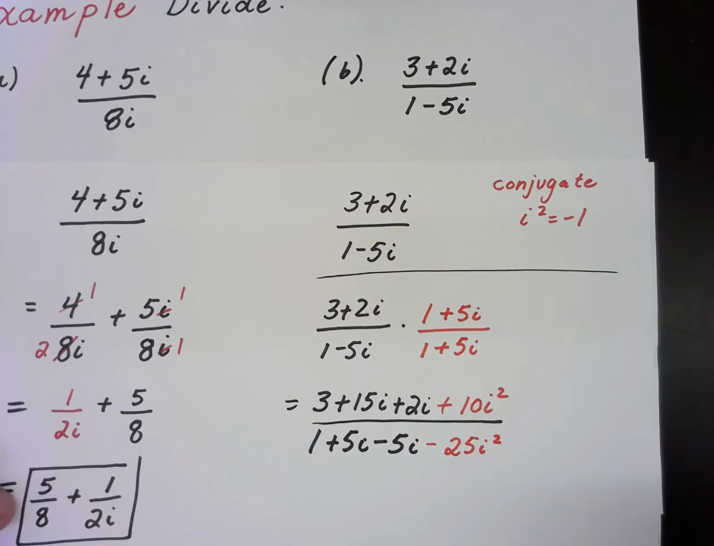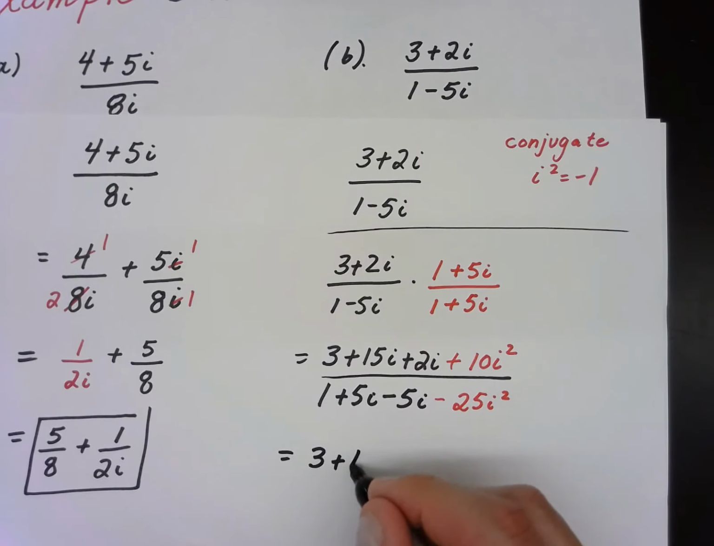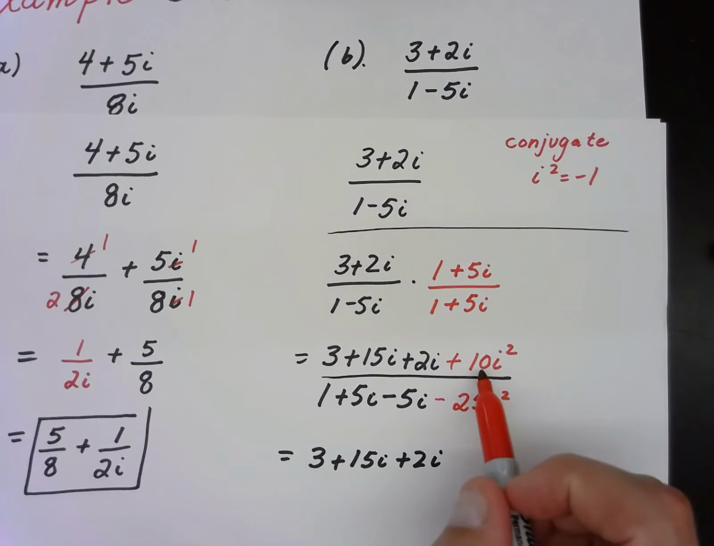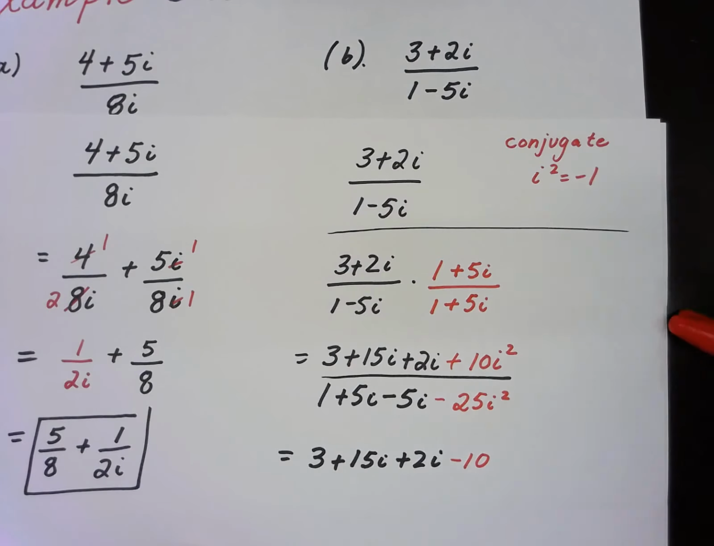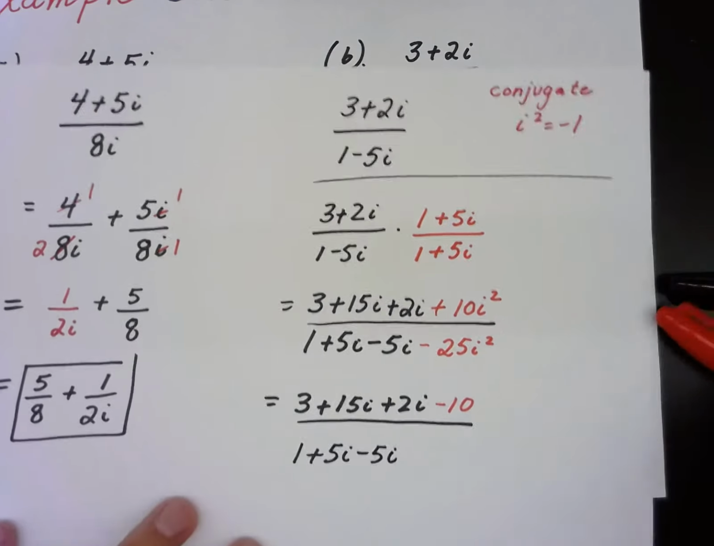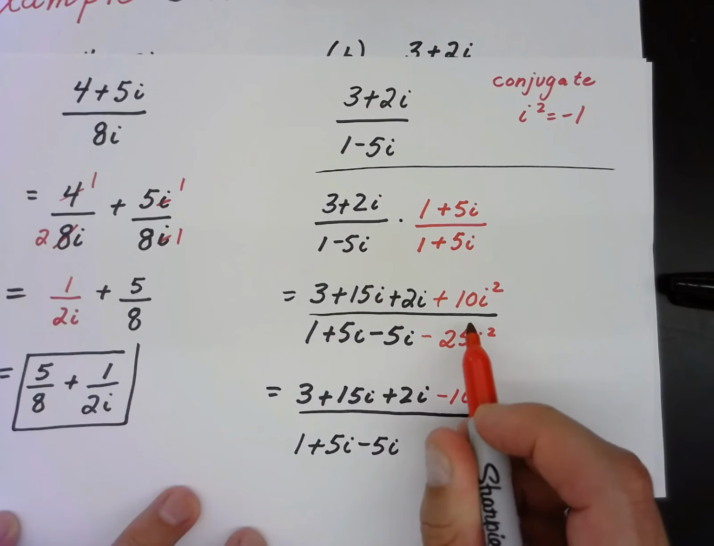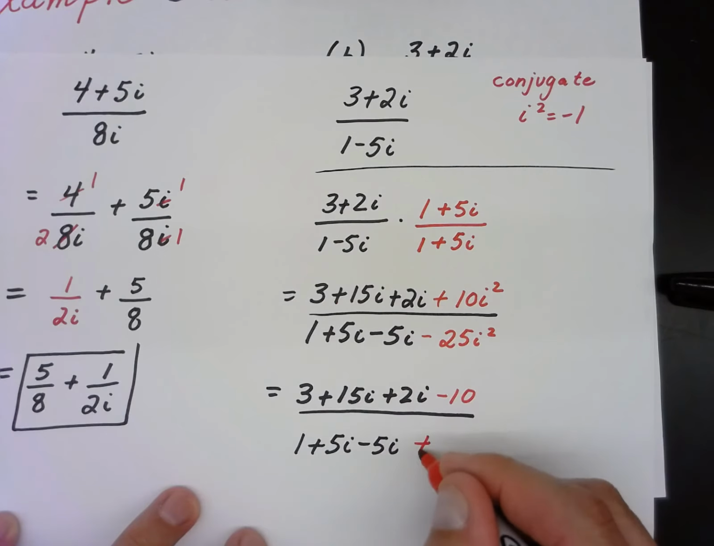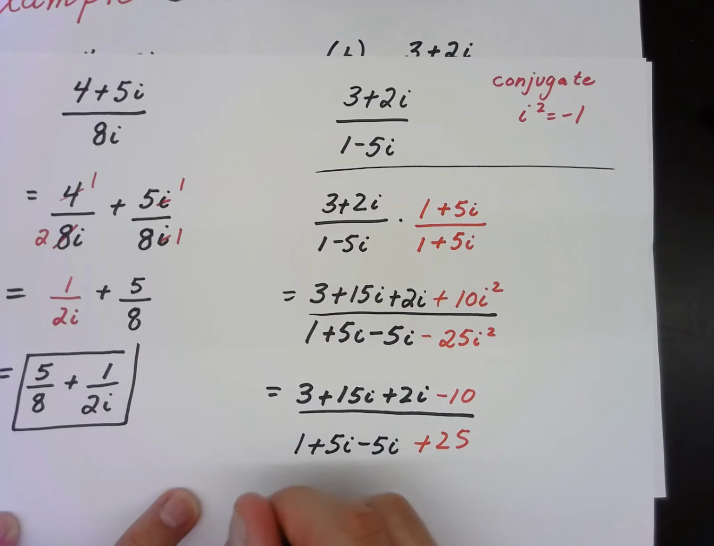We know that i squared is -1. So 3 plus 15i, I'm going to leave everything. That plus 10i squared becomes 10 times -1. So this becomes minus 10. Leave everything in the denominator. Minus 25i squared becomes minus 25 times -1, negative 25, and you subtract that, so it becomes positive 25. And this is all knowing the fact that i squared is -1.